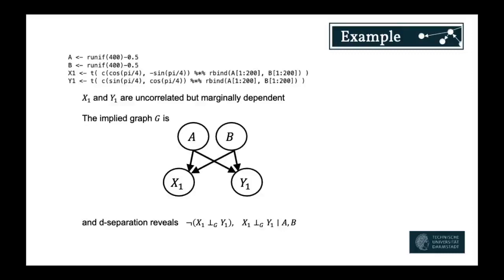The implied graph by these equations is the following. You have A and B, they are the noise variables, right? And then A causes X and Y, and B causes X and Y, right? And d-separation will tell you, for example, these two things now.